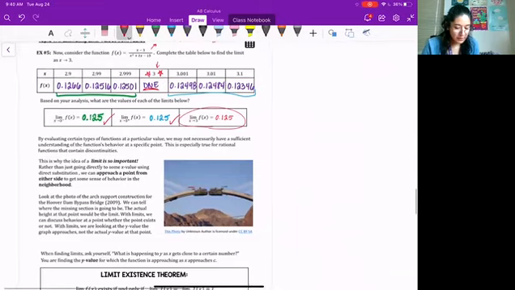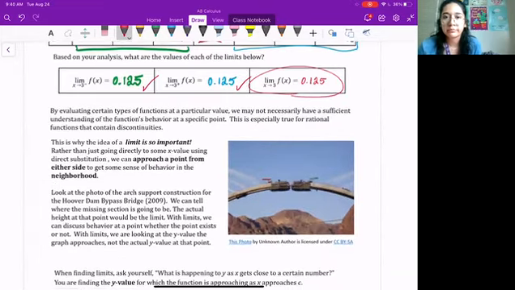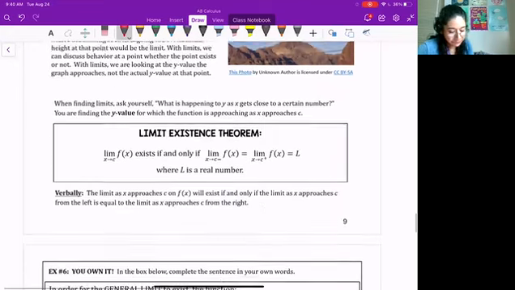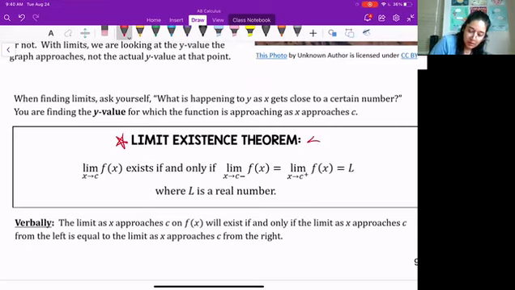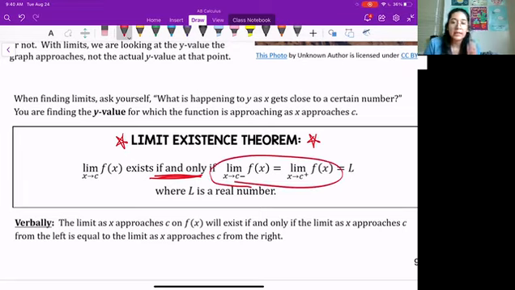So this is just like a little picture. You can read that if you want. All right, so this is the big idea of what we talked about today: the limit existence theorem. It says that the limit as x approaches some value c exists if and only if the limit as x approaches c from the left equals the limit as x approaches c from the right. If my left and right hand limits don't agree, the limit in general does not exist.